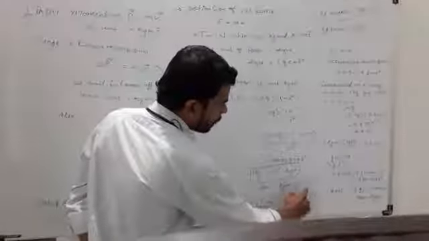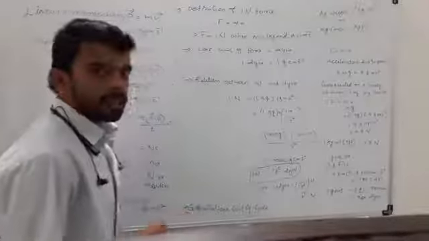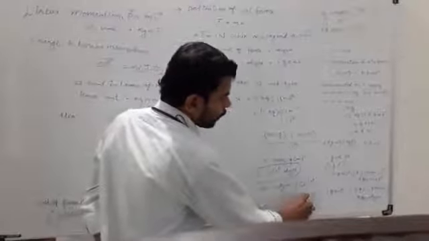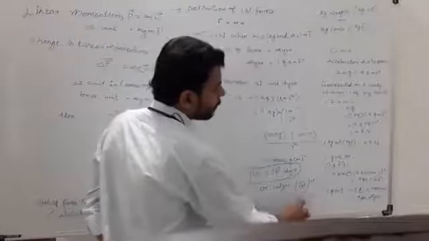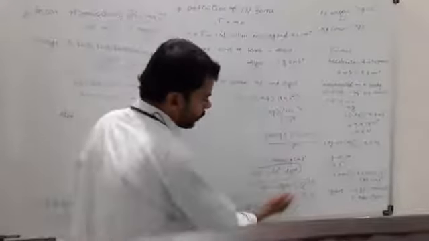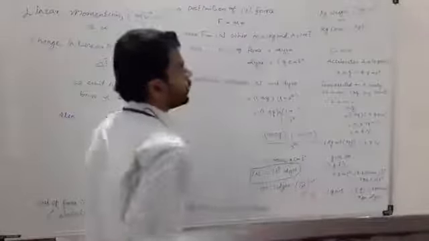So 1 by 10 power 5. 1 by a power m is equal to a power minus m. So we can relate it as 10 power minus 5 Newton. That is the 1 dyne force. 1 dyne force is equal to 10 power minus 5 Newton.